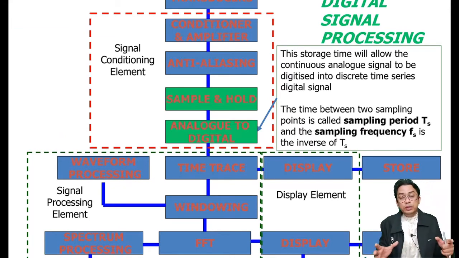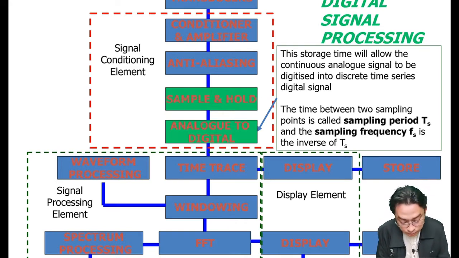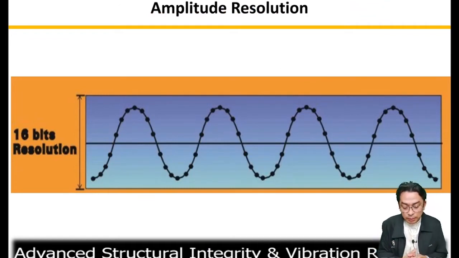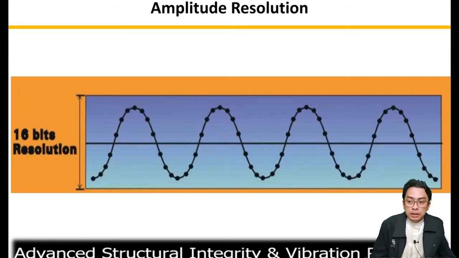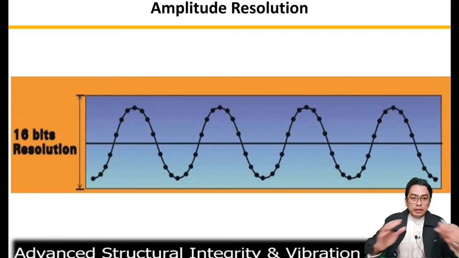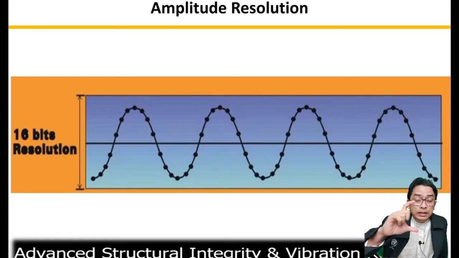Now we move to the important part in the signal conditioning element, or the final part of it, which is the analog to digital converter. Before that, we need to look at the amplitude resolution. I need to introduce bits, because the resolution is actually the smallest scale that can be divided, or can be gridded, for any range. So the smallest scale is the resolution.